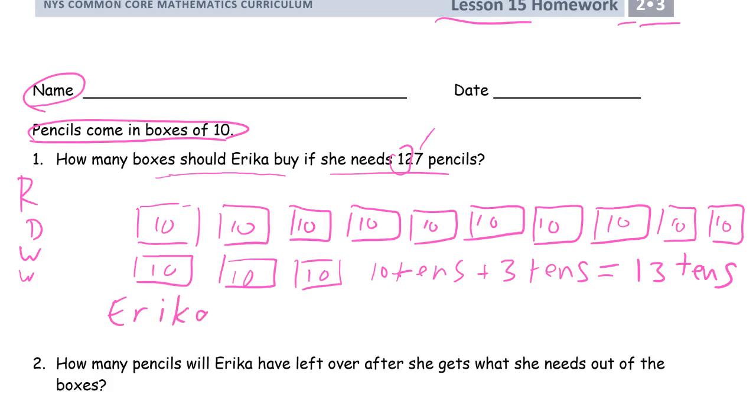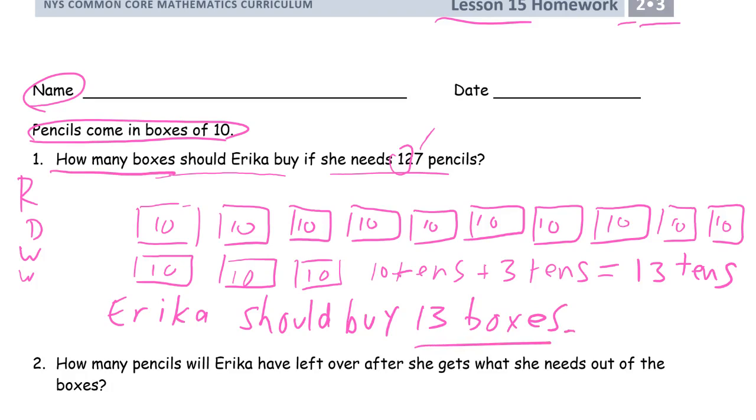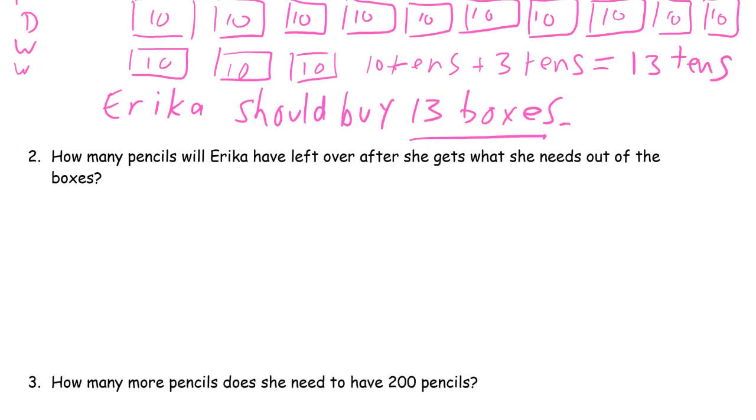Erica should buy 13 boxes. And just check, the question is asking how many boxes, and we answered in boxes. So just make sure your units always do this, because sometimes that's the hard part in these puzzles, is that the units for your answer have to match the units that the question asks for. And this is going to be important as we go on in this series of puzzles.